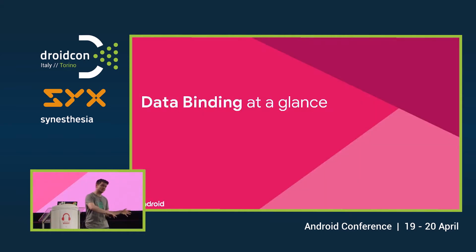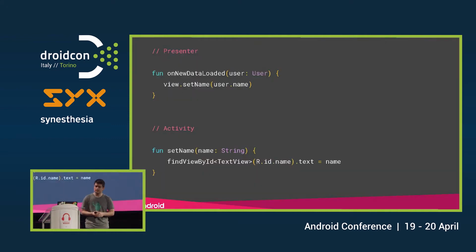So let's talk about data binding in general first. The concept has been around in the industry for decades. Actually, if you Google data binding, you will probably get Angular results from Stack Overflow or .NET or other platforms. So without data binding, you are going to be used to something like this. In your presenter or in your controller or view model, you receive new data, and you have some way to tell the view that it has to be updated.